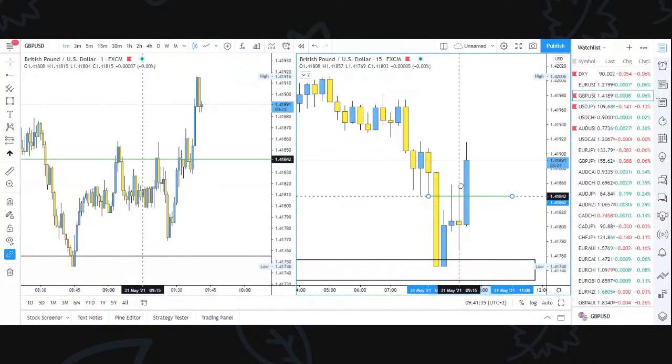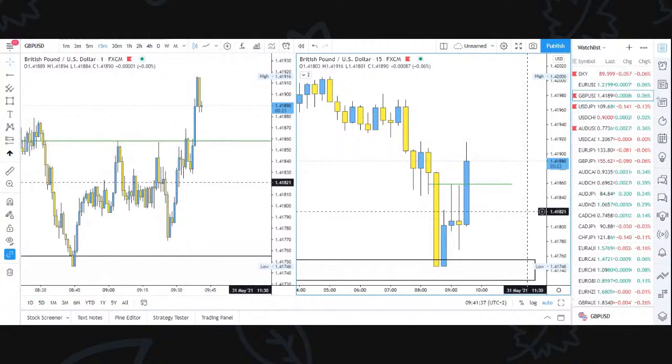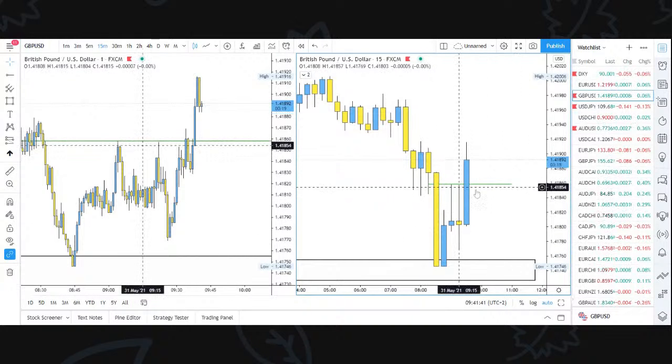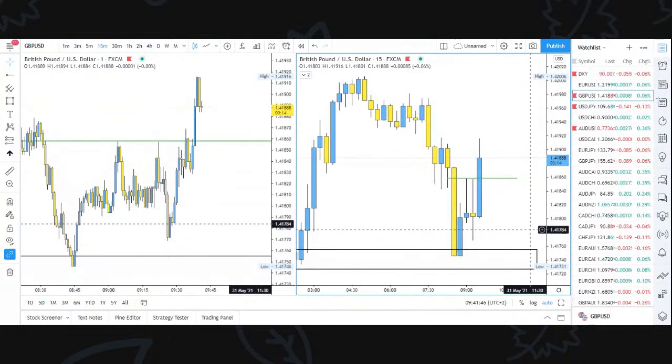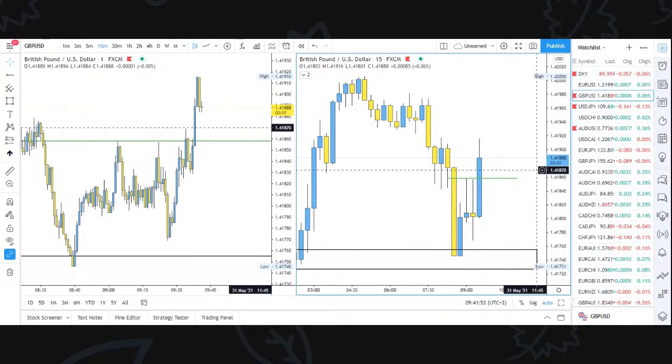I would like this candle to just close above these wicks. That will be amazing if we can do that. Now, at the same time, if you are trading GBP USD with me, you need to remember that we are in a range.